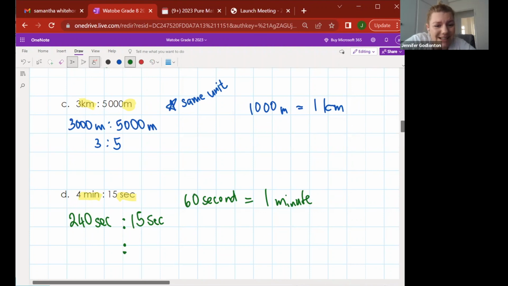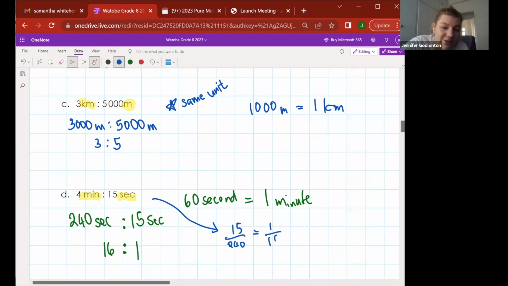Nice job, Tyler. Excellent. Just be careful. It needs to be the other way around. So this side is going to be the 16 and this side is going to be the 1. It's really important that we get that order correct. So guys, for this question, if you went onto your calculators here and you said 15 over 240 and you pushed equals, you would have gotten 1 over 16.